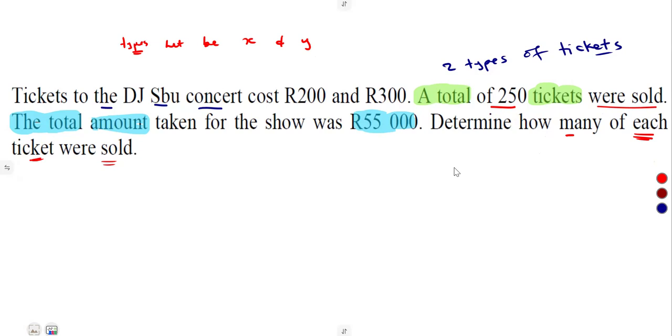So that's two things to be considered there. Total of tickets. Let's start with that one. Total of what? Of tickets. How many?